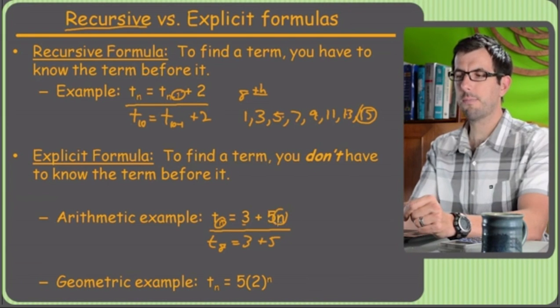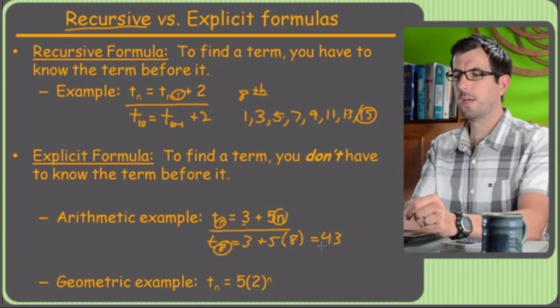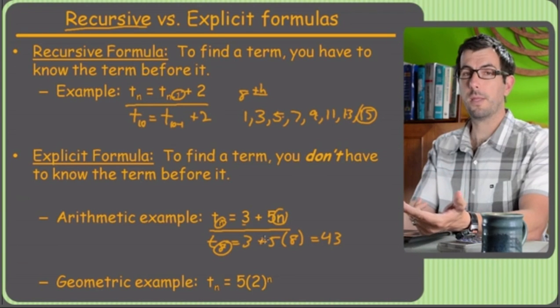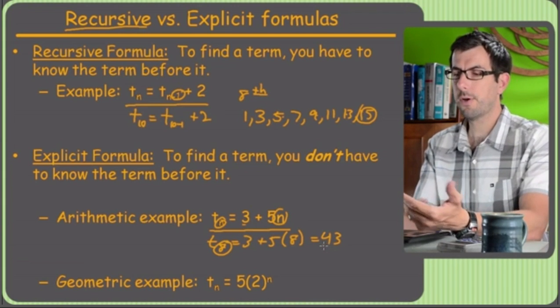This n and this n are the same. So if I want to find the 8th term, I just need to put an 8 in for n. And 5 times 8 is 40, so 43. So that's what's so great about the explicit formula. You can just plug in any number you want, the term number, and it'll spit out the term.